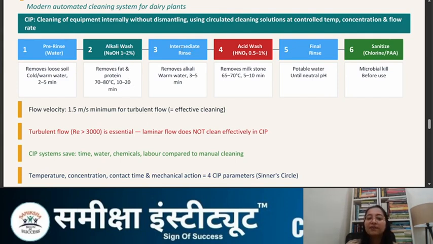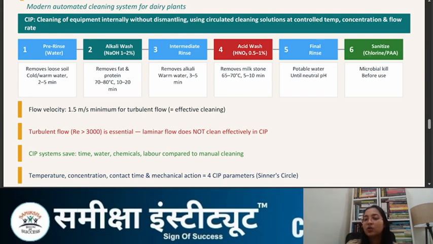Then we will go for intermediate rinse, because we want to remove the leftover alkali also using warm water. Then again we will go for acid rinse using nitric acid 1 to 2%, at 65 to 70 degrees Celsius temperature because it will remove milk stones. Then we will remove the remaining acidic water using potable water until there is neutral pH, so that we will know that whole of the acid has been removed.